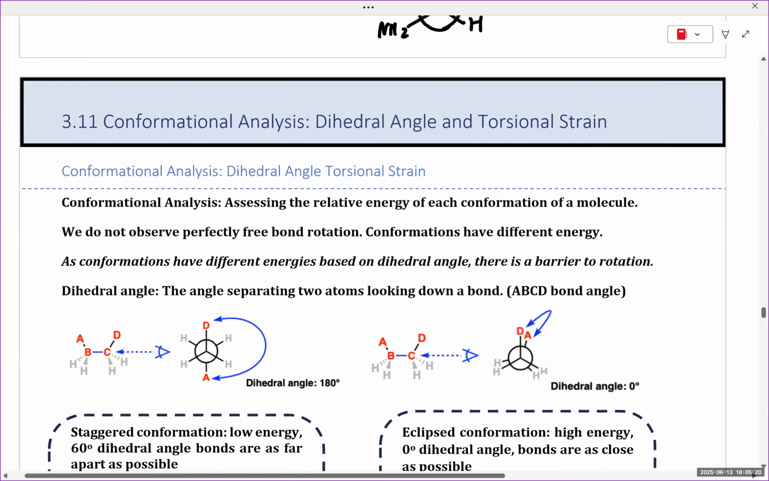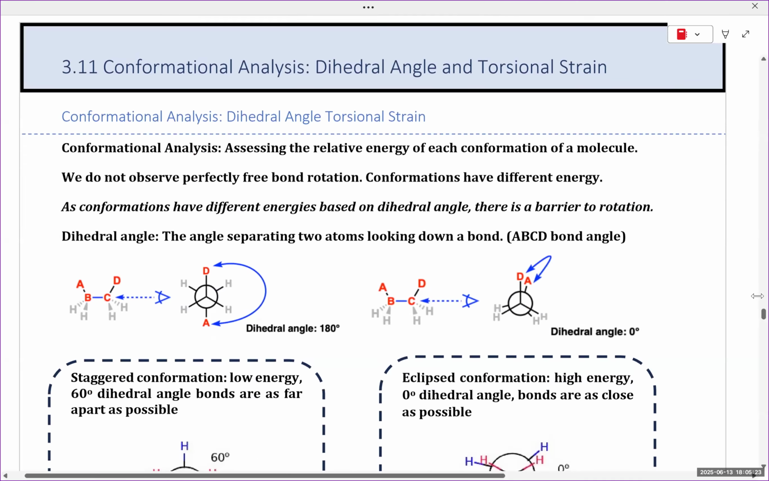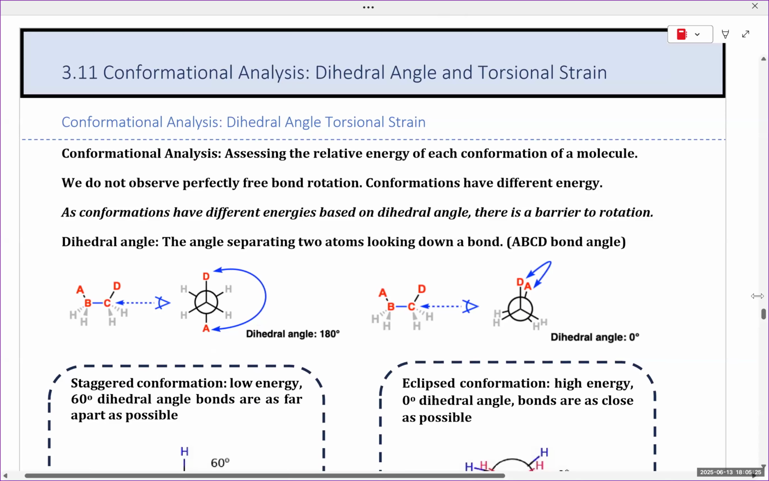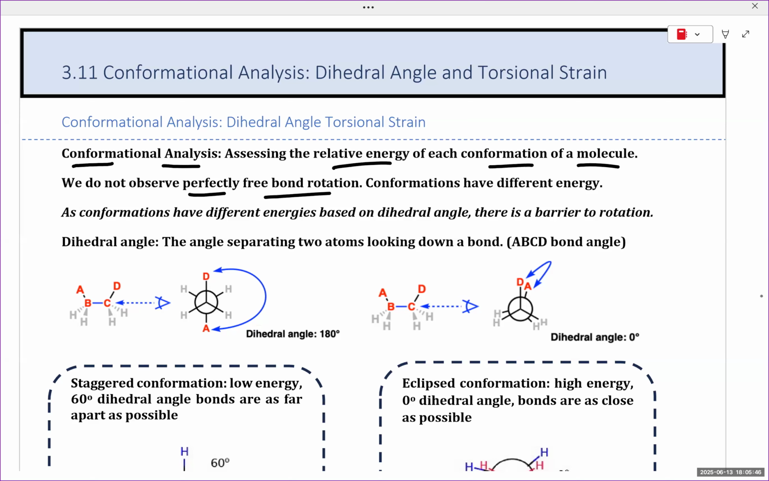So why do we care about this? Well, when we talk about different conformations, not all conformations are the same in energy. And often to understand a structure, we have to perform what's known as conformational analysis. In conformational analysis, we're going to be analyzing the relative energy of each conformation of a molecule. We do not observe perfectly free bond rotation. Conformations have different energies based on dihedral angle, so there is a barrier to rotation.